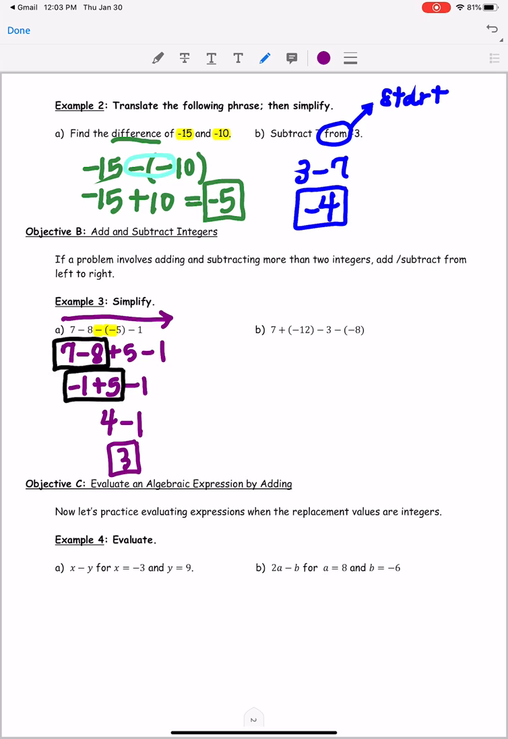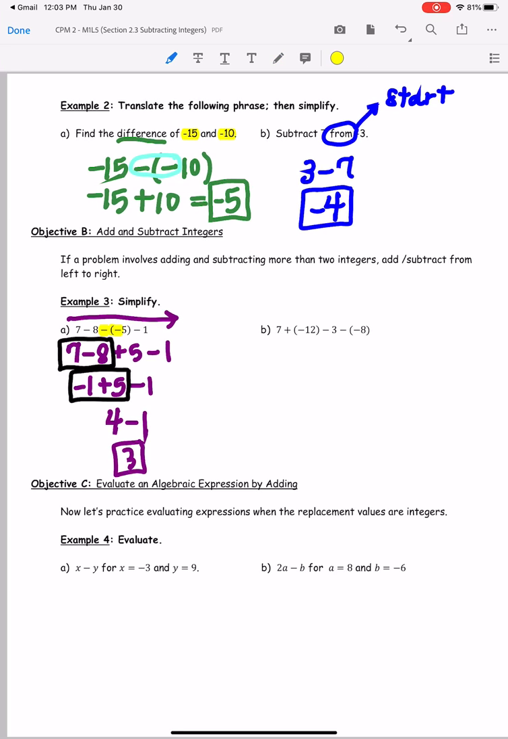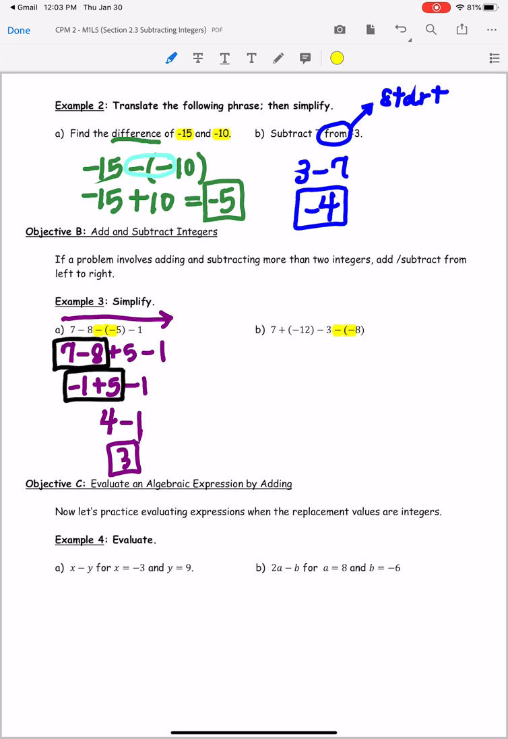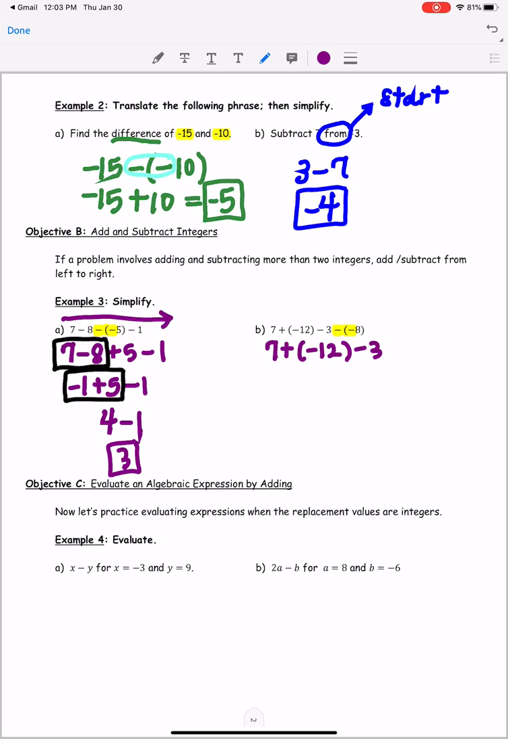Okay, look at B. Is there anything we need to clean up on B? I see another double negative. So let's clean that up first. So we can rewrite everything else the way it was. So 7 plus -12 minus 3 and now plus 8. So now move through this problem from left to right.